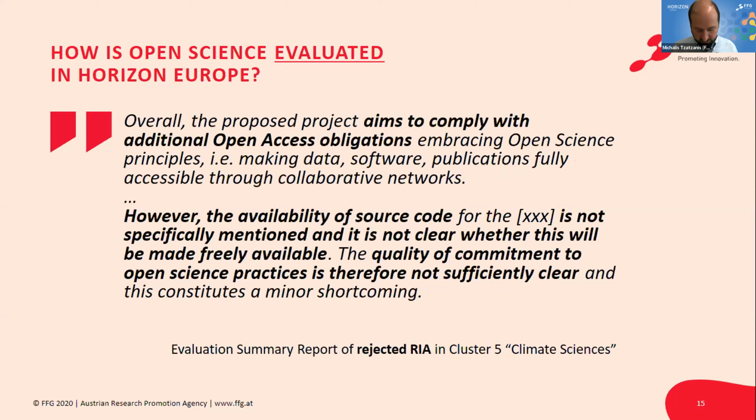An example of a rejected project. Here it says that overall, the project aims to comply with additional open access obligations, like open science principles and making data, software, and publications accessible. However, the availability of the source code of one deliverable is not specifically mentioned, and it's not clear whether this will be made freely available. The quality of commitment to open science practice is therefore not sufficiently clear, and this constitutes a minor shortcoming.